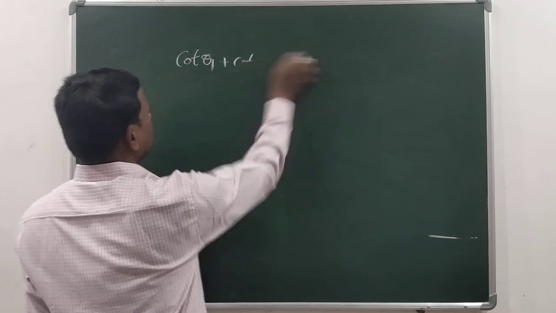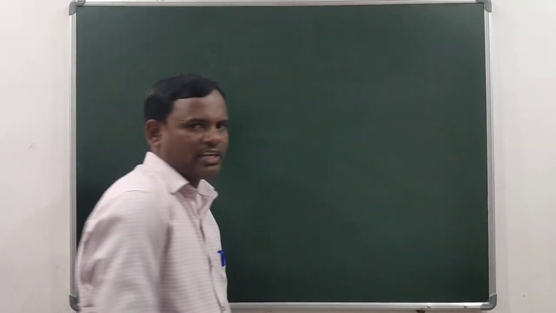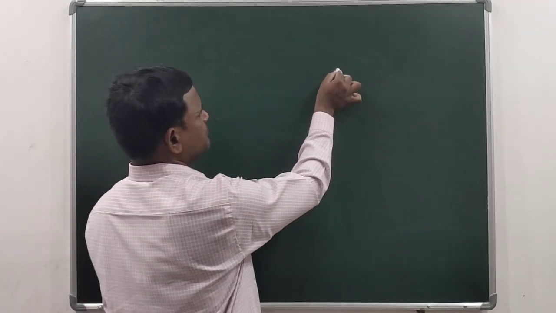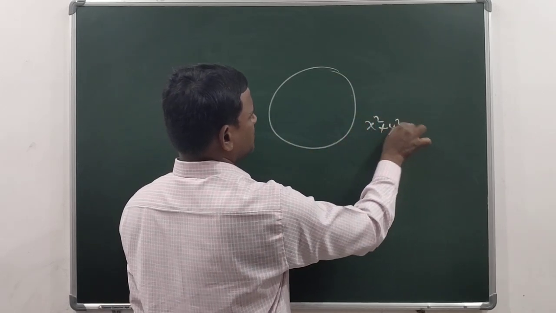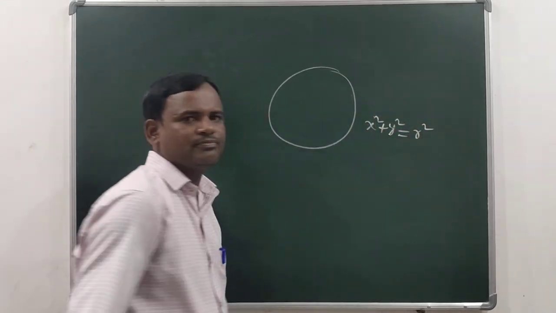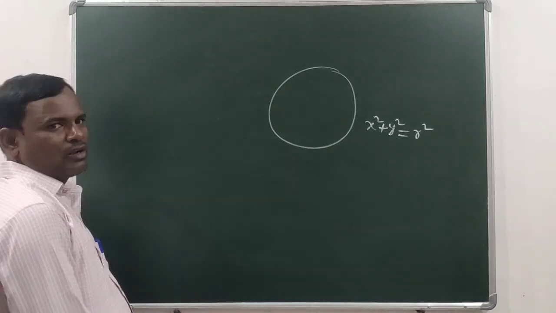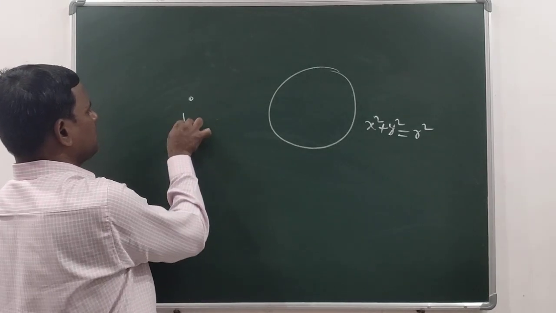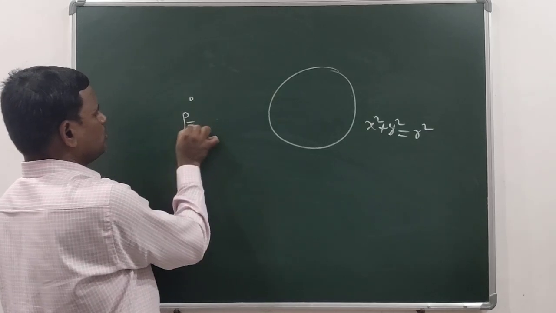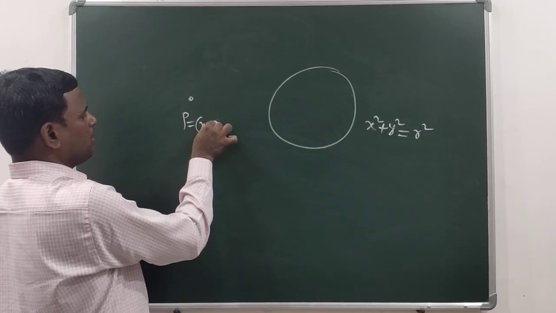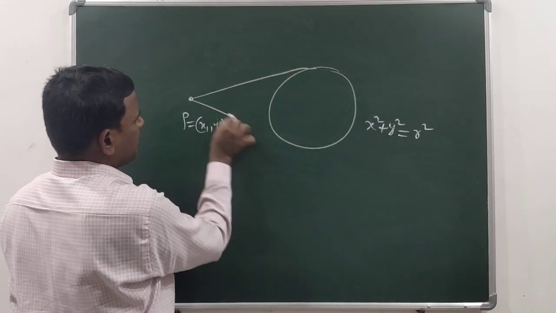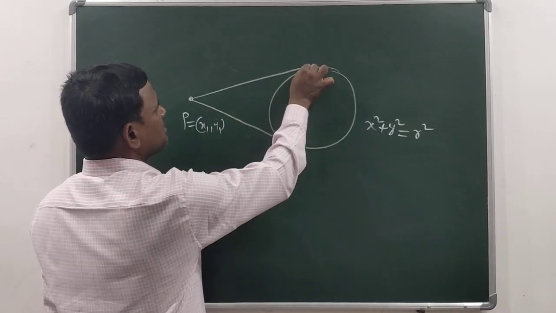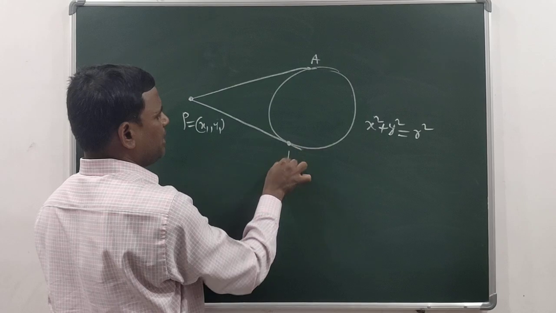See students, one circle equation is given whose equation is x square plus y square equal to r square. Now here one point P is there whose coordinates are also given in the problem, x1 y1. Now draw two tangents to the circle. One is touching at A, one more at B.